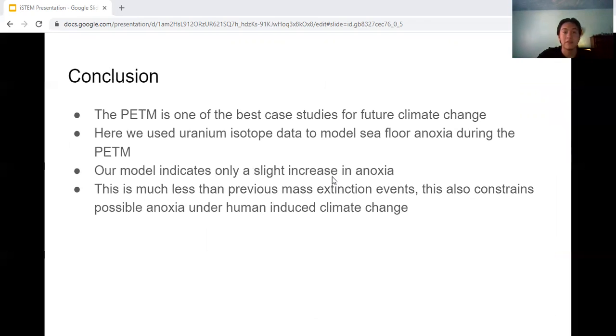The PETM is one of the best case studies for future climate change. Here we used uranium isotope data to model seafloor anoxia during the PETM. Our model indicates only a slight increase in anoxia. This is much less than previous mass extinction events. This also constrains possible anoxia under human-induced climate change.